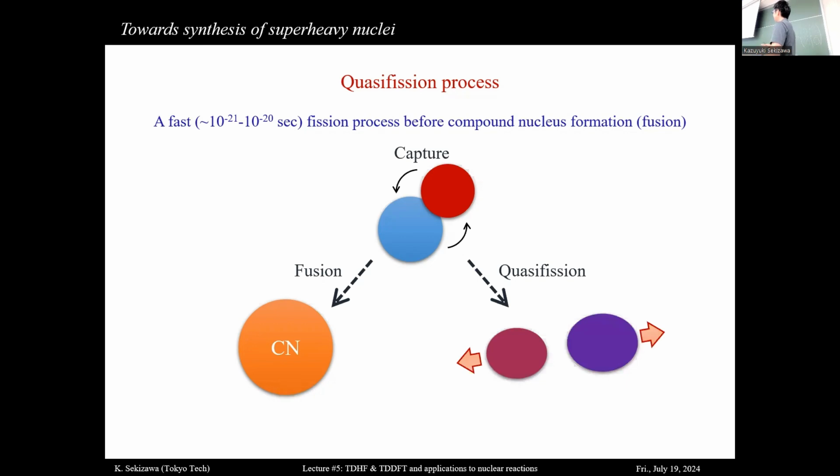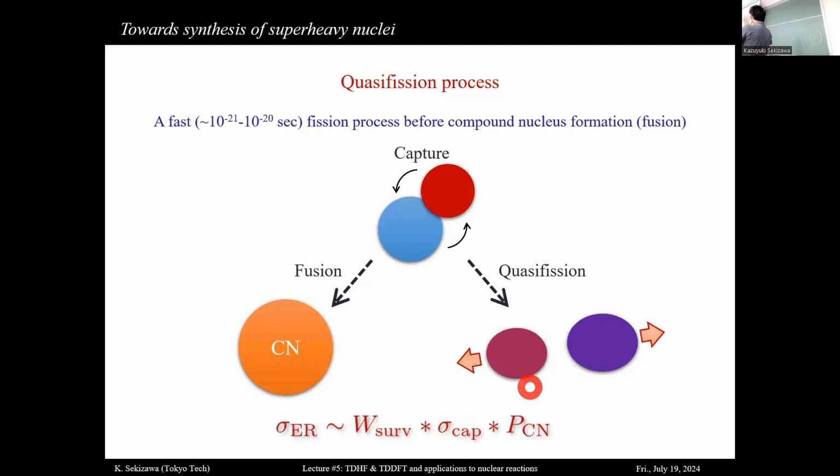But in case of collision of heavy nuclei, because of the strong Coulomb repulsion, it is very difficult to make two nuclei get fused, okay? So fusion probability is very, very small. And this fission process, before compound nucleus formation, becomes dominant.